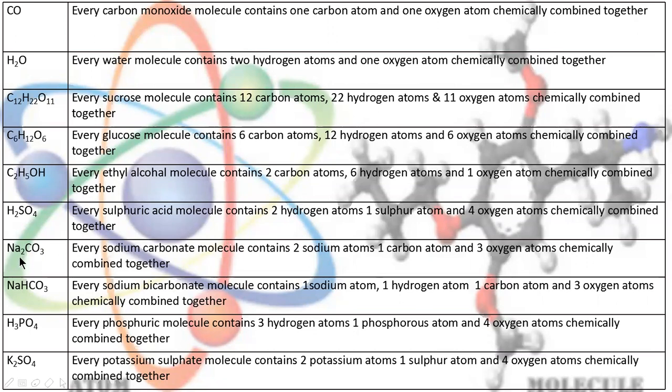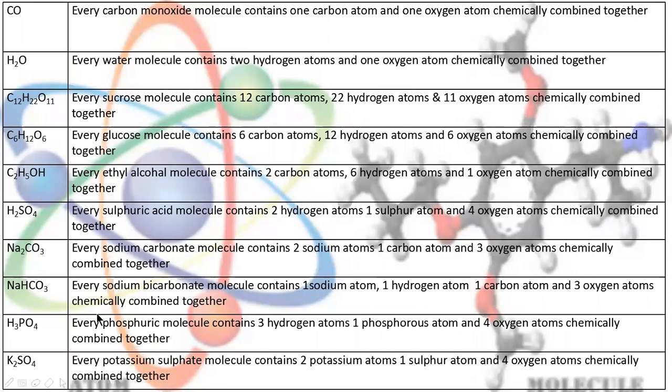Next is Na2CO3. Na, I told you, is the symbol of sodium. C for carbon, carbon is 1. Sodium 2, carbon 1, oxygen 3. This is the formula of sodium carbonate. It contains two sodium atoms, 1 carbon atom, and 3 oxygen atoms chemically combined together.